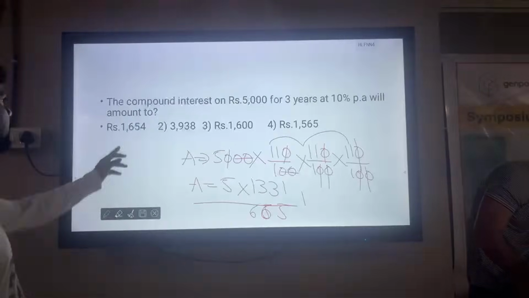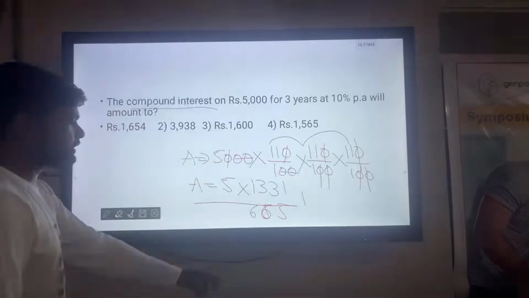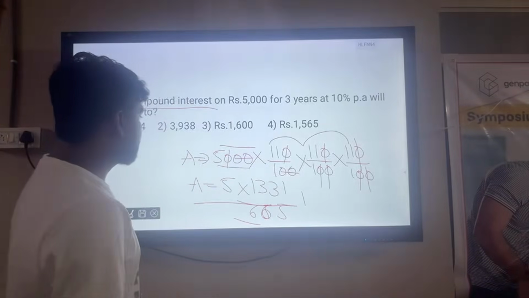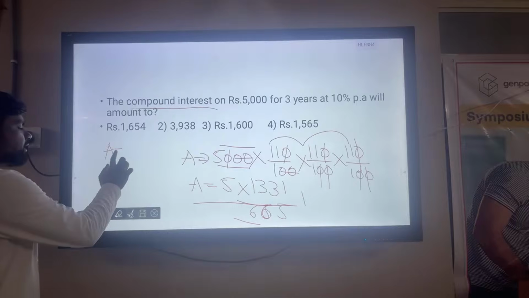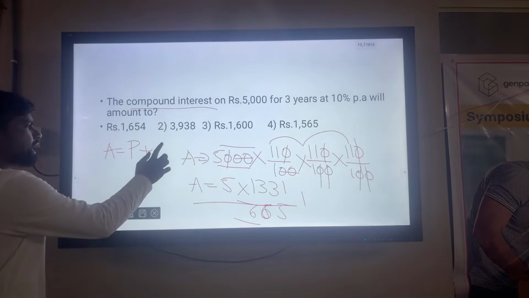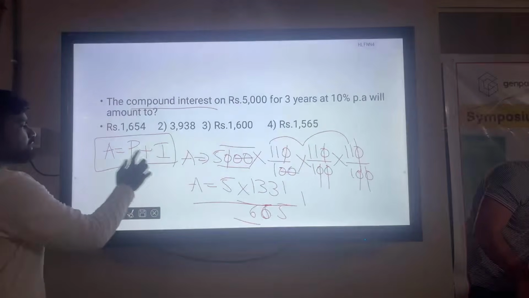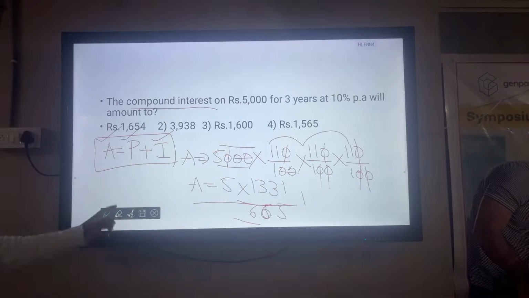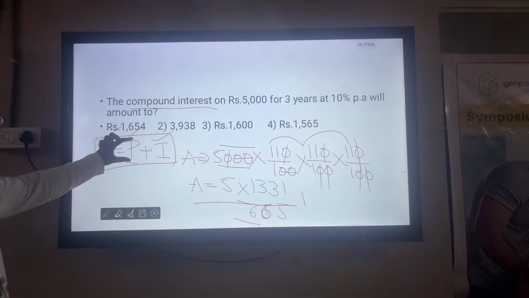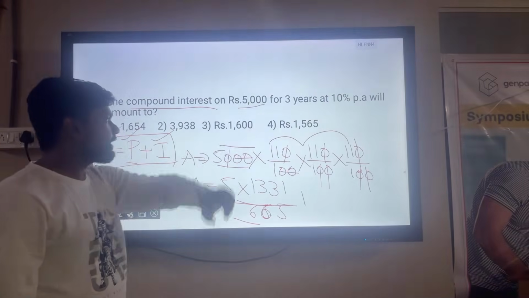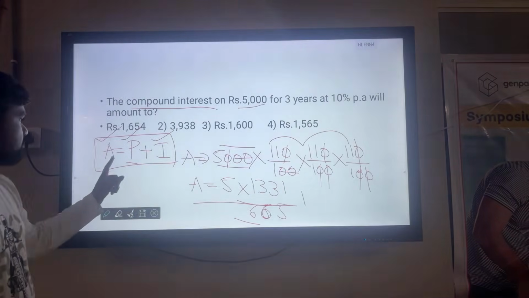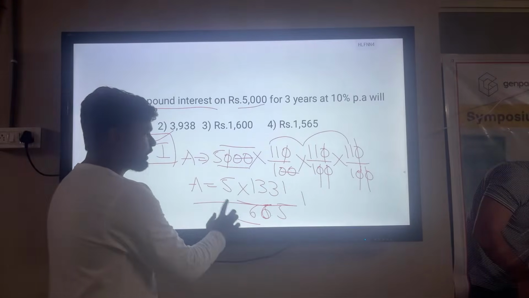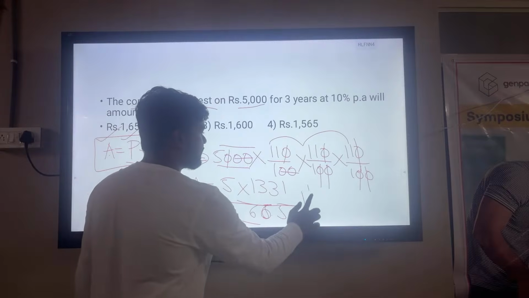They are asking only compound interest, right? So whatever value you get here, you have to subtract, because amount is equal to principal plus interest. We already got the present value, 5,000, and now you have to get the A value. Once again I am doing the multiplication here.